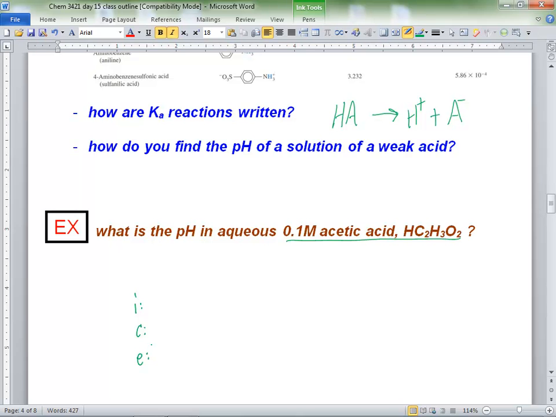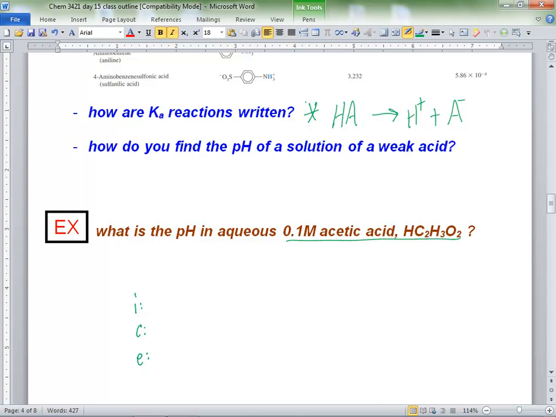Anybody help her? What are we going to do ICE of? We need a reaction. And why this one? Because we know what its equilibrium constant is. We know it's Ka. But you have to write the reaction this way, otherwise forget it. Nothing's going to work.